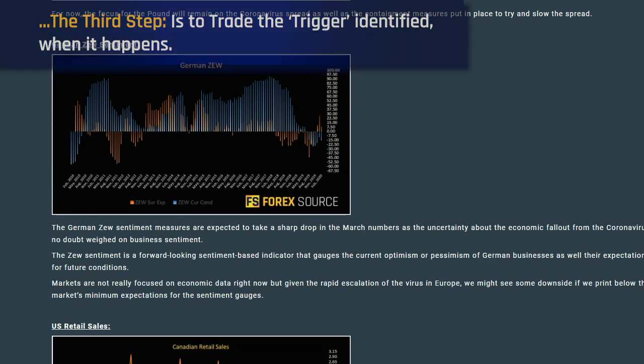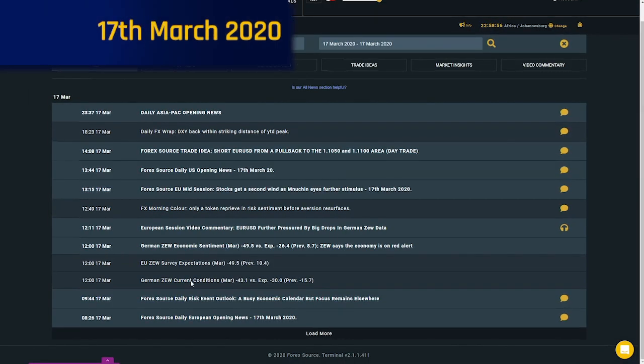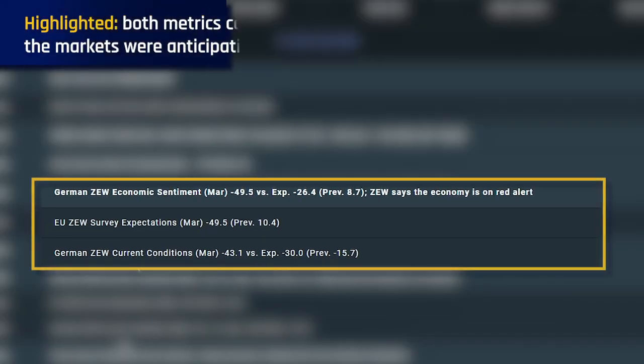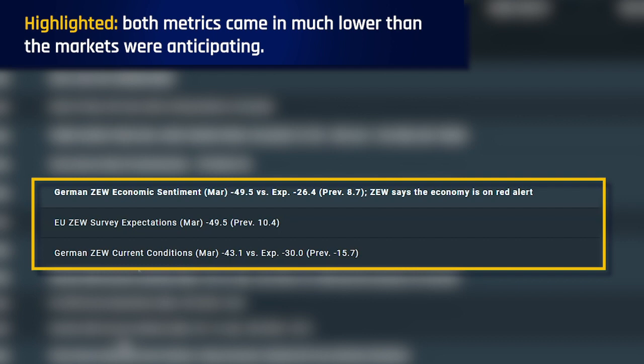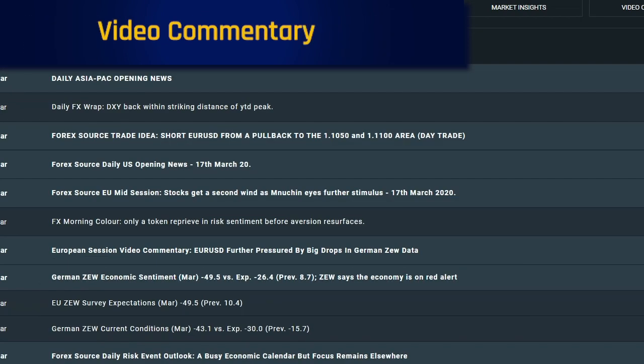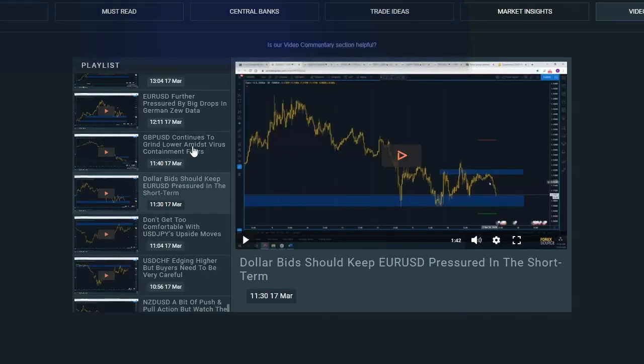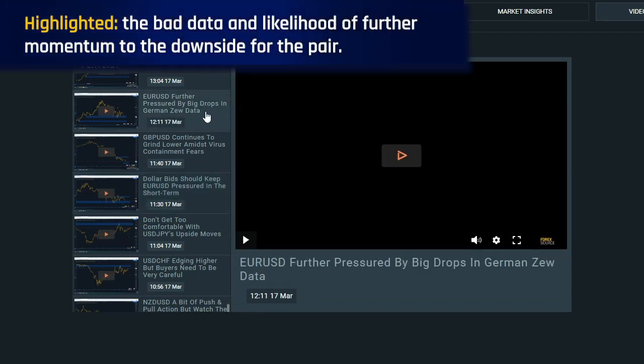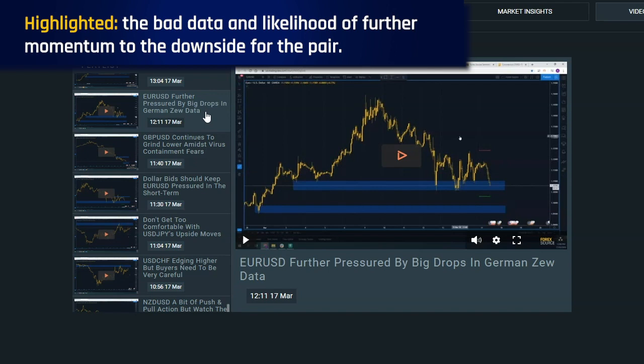So also in the terminal, later on the 17th of March, we had the release of the German ZEW data and saw that both metrics actually came in much lower than the markets were anticipating. And after this, we made another quick follow-up video, also in the terminal, basically highlighting that the bad data had a very big likelihood of now seeing further momentum to the downside in the euro US dollar pair.